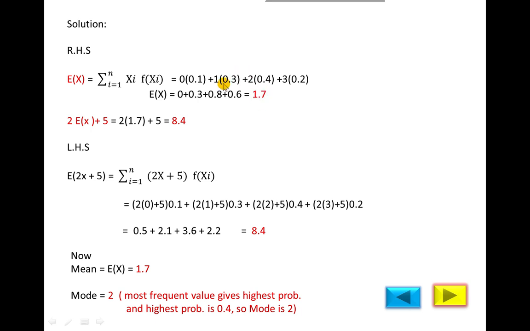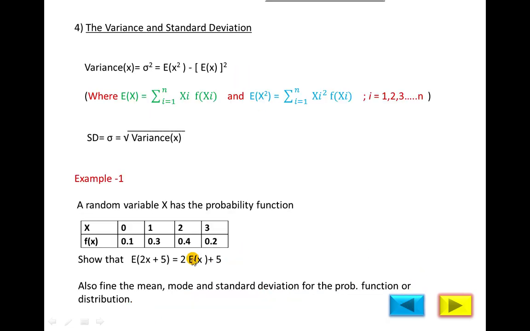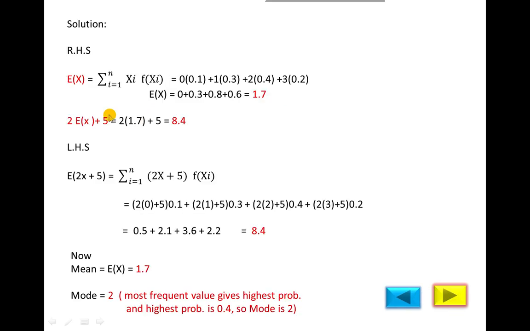Then substitute this E(x) in the right hand side. Here, multiply by 2 plus 5. Put here 1.7, multiply by 2 plus 5, which gives 8.4. This is the right hand side.